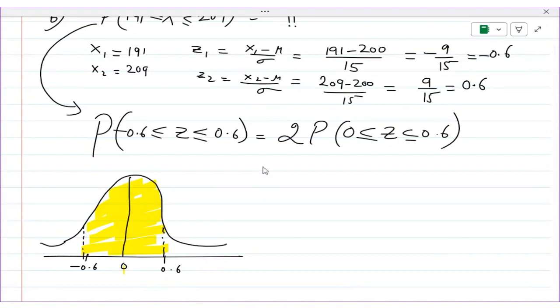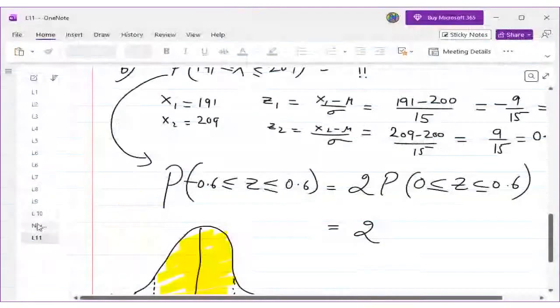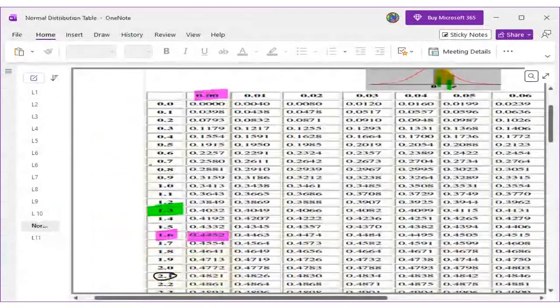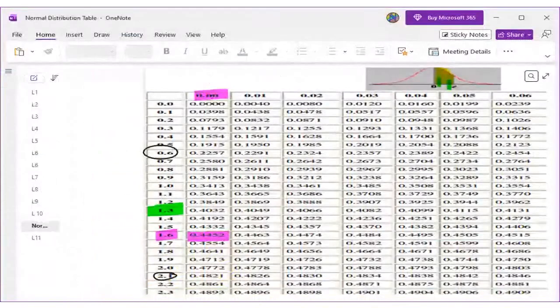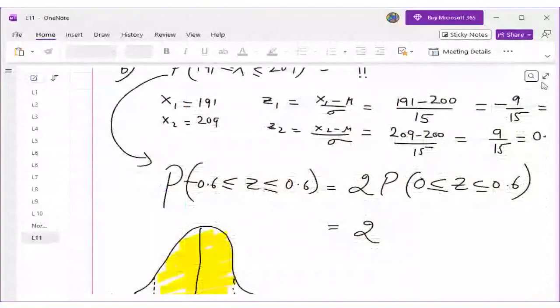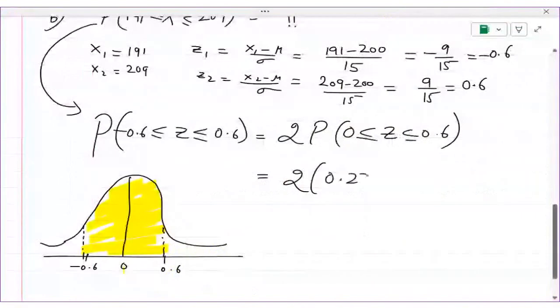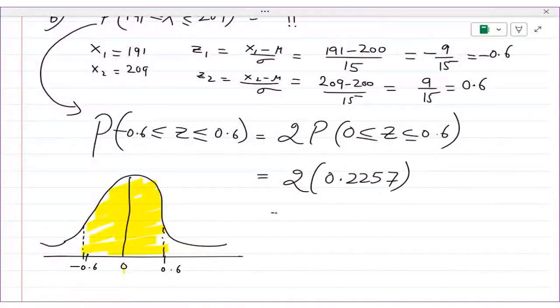So this is equal to 2 times the probability between 0 and 0.6, which will be given in the exam, but currently I have to see it from the table. So for 0.6 and 0, we take 0.2257. So 2 times 0.2257, which is 0.4514.